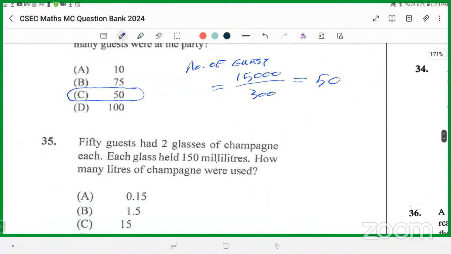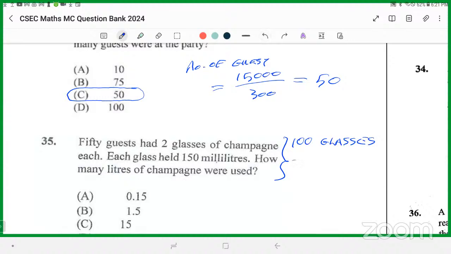Same question over here, so you know, same situation, but asking something different. It says 50 guests had 2 glasses of champagne each. Same information now. Each glass held 150 milliliters. So you see each guest getting 300 again. How many liters of champagne was used? But I want it in liters. And there were 50 guests, right? So based on this information, 50 guests, 2 glasses each, so it's 100 glasses. And each glass held this amount.